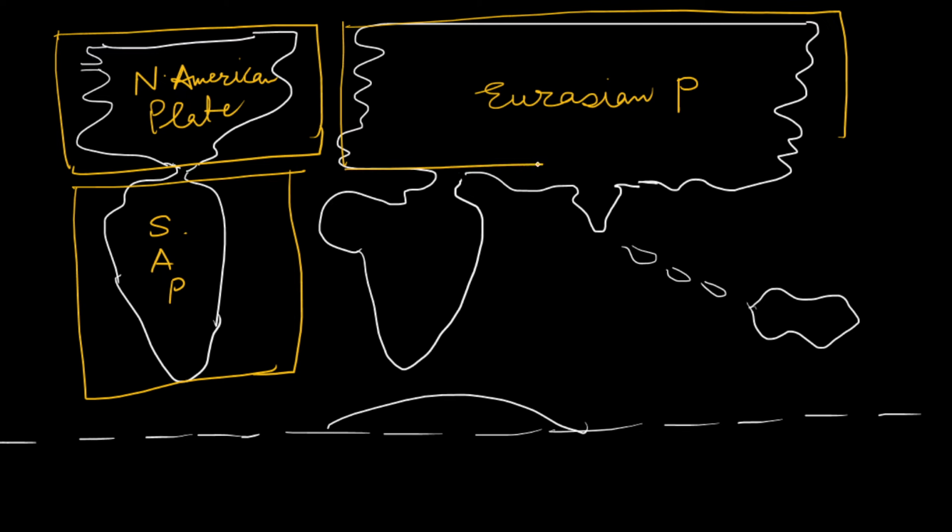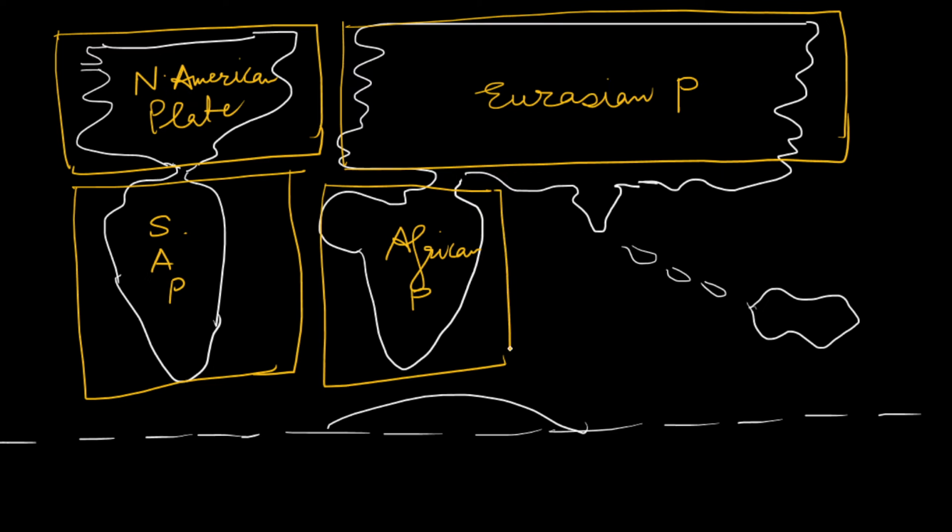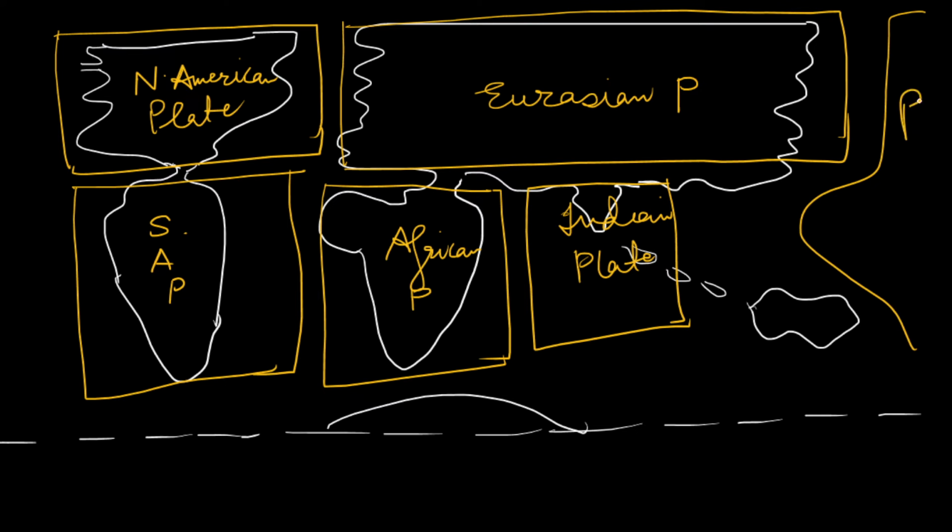And do remember that India is not completely part of Eurasian plate. Okay. Here Africa, we have African plate. Then here we have Indian plate. This complete region will come in Indian plate. Okay. Then we have Pacific plate. This region is known as Pacific plate, that is the Pacific Ocean plate. This will be the Australian plate.